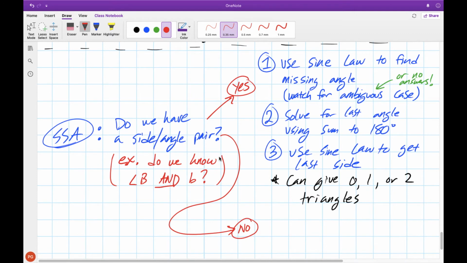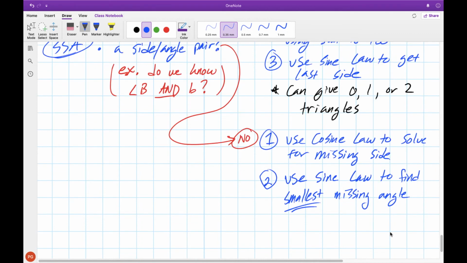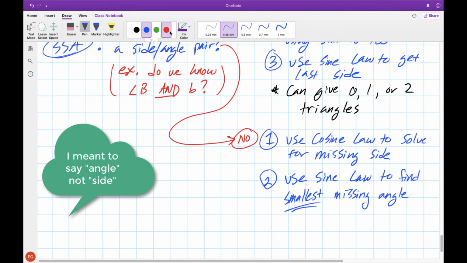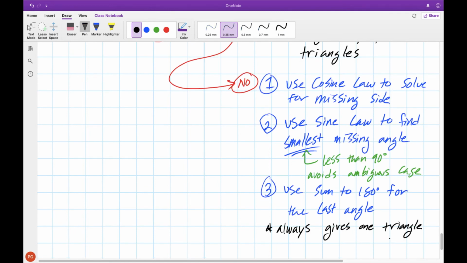If we don't know a side angle pair in our 2 sides and 1 angle, so if there's no pairs here, then what we need to do is use cosine law. We'll use the cosine law to solve for the missing side that we don't have. Next, we'll use the sine law to find our smallest missing angle. We want the smallest angle here because it avoids the ambiguous case, because it has to be less than 90 degrees. Finally, we can use the fact that all the angles add up to 180 to solve for our last angle here. When we have 2 sides and 1 angle, and we use the cosine law, it will always get 1 triangle as an answer.